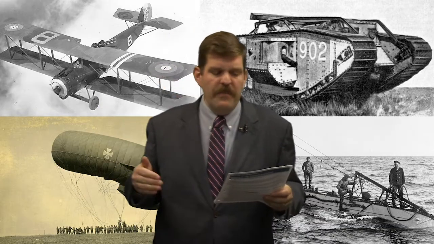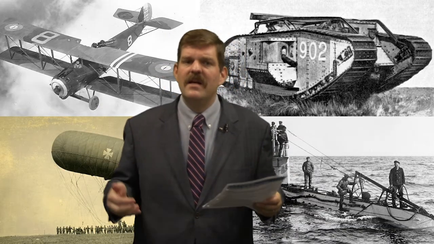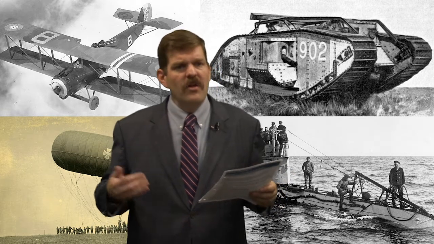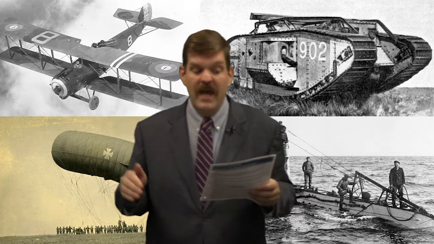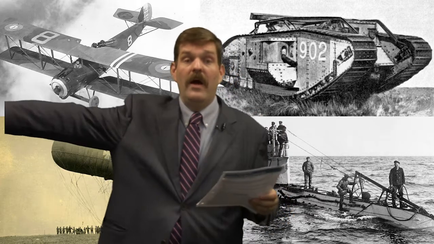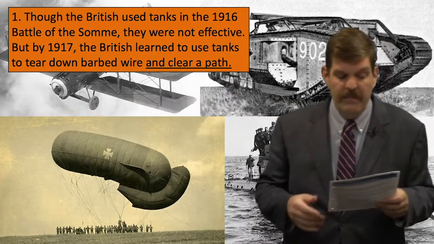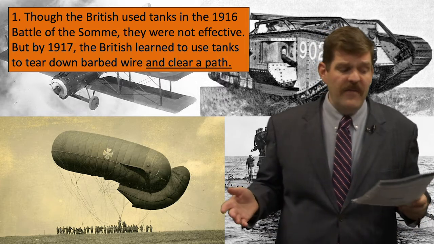Subpoint D. Though the British had been using tanks as early as 1916 in the Battle of the Somme, the early versions of tanks weren't very effective. But by 1917, the British learned to use tanks to tear down barbed wire and open up no man's land to clear a path. Also, the development of airplanes.